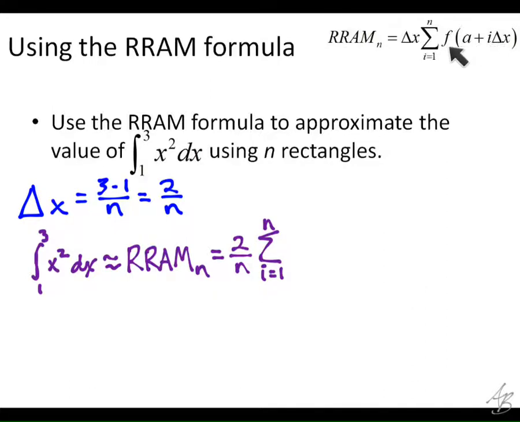So first of all, f of x is what? Yeah, so I'm going to just write that here. f of x is going to be x squared. So in this sum here, we're going to have a plus i delta x, squared. What is a? 1. So it's going to be 1 plus 2i over n, squared.